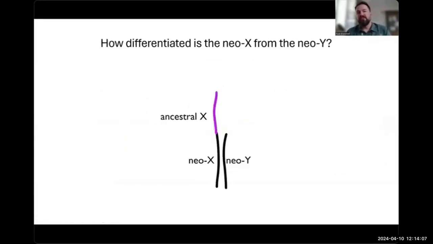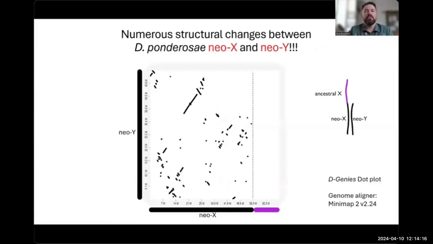The next question is, how differentiated is the neo-X from the neo-Y chromosome? How long ago have these stopped recombining, or have they stopped recombining at all? Do they still just look like autosomes? What we find is that there are numerous structural changes between the neo-X and the neo-Y. So here is the neo-X on this axis and the neo-Y on this axis, and you can see that this is totally jumbled up. It looks like there are massive structural differences between the neo-Y and the neo-X, suggesting that these are highly differentiated from each other.